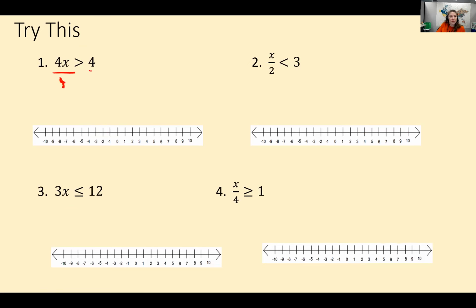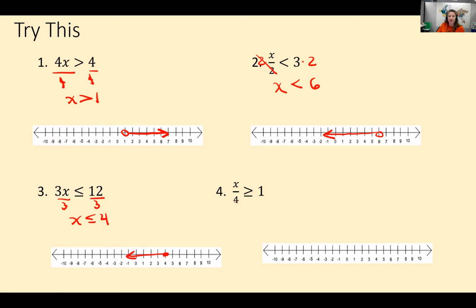So the first one, we're dividing both sides by 4. X is greater than 1. Number 2, we're going to multiply both sides by 2. Those cancel. X is less than 6. Open circle, points to the left. Number 3, the opposite of 3 times x. We're going to divide both sides by 3. So x is less than or equal to 4. Fill in the circle, arrow points to the left.